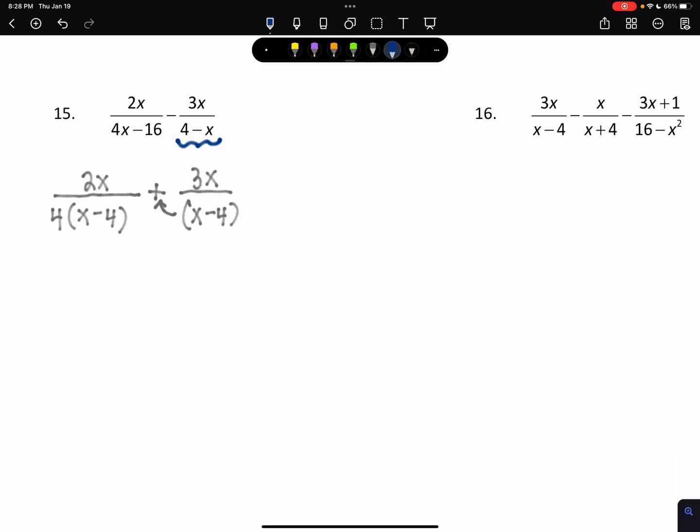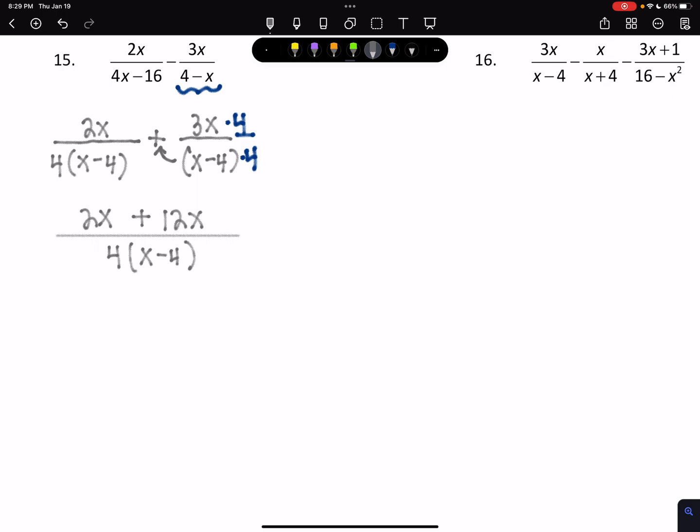Now the second fraction just needs a 4. So I'm going to multiply the numerator and the denominator by 4. I now have a common denominator of 4 times x minus 4. The first numerator is 2x, and the second numerator is 12x. 2x plus 12x, remember you have to simplify first before you can cancel. Simplify first, and then you can cancel common factors.